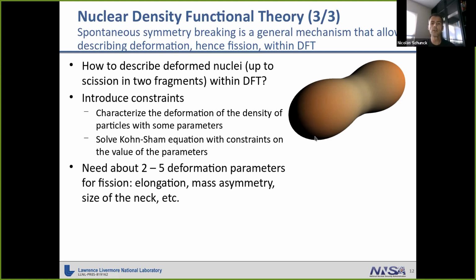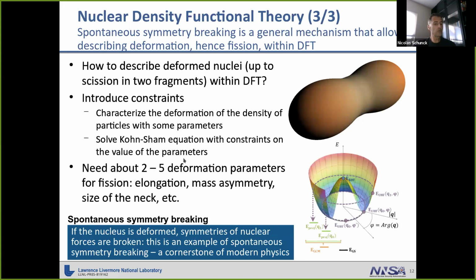In the case of fission, you will need at least two such parameters, one that will correspond to the elongation, because this is what basically drives fission and leads the system to split, but also another one corresponding to the mass asymmetry, to understand that you have also a heavy and a light fragment in many cases. And in fact, you probably need between 2 and 5 deformation parameters. So once you have those deformation parameters, you can solve the Kohn-Sham equation with constraints, and this will give you the solution for the nucleus that is deformed.